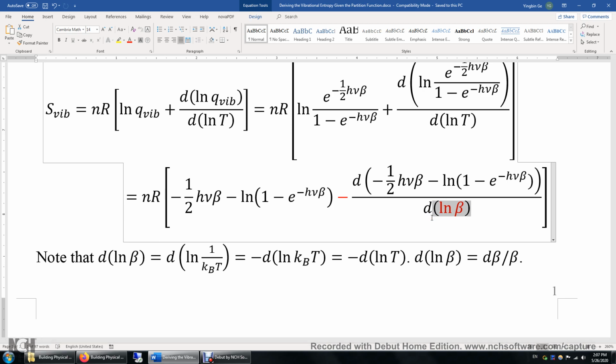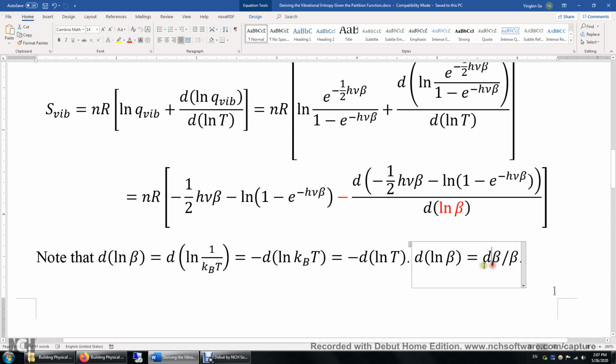The exact differential of the logarithm of 5 over x is equal to the exact differential of ln 5 minus the exact differential of ln x. And the exact differential of ln 5 is 0. All right, get back to this expression.